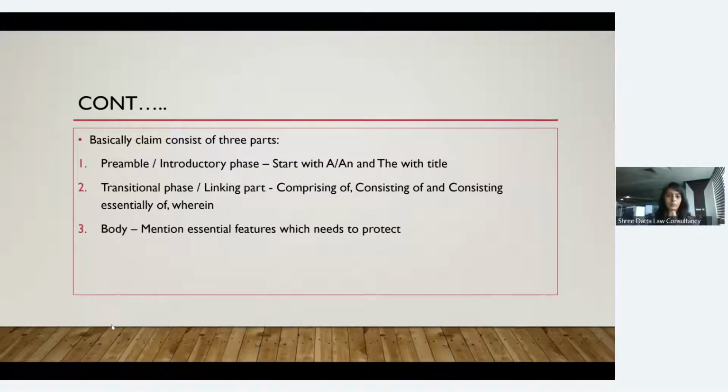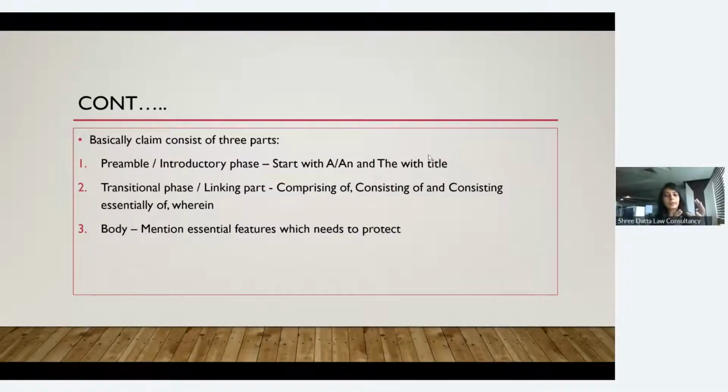If it is an independent claim, then you have to use A or An, based on the first letter of your first word. And when you are drafting a dependent claim, then you use The as a preamble. After that, you can write down the title or a brief line for that particular invention. Then second is the transitional phrase or the linking part, that may be consisting essentially of, or variant. So comprising of is a broad term.